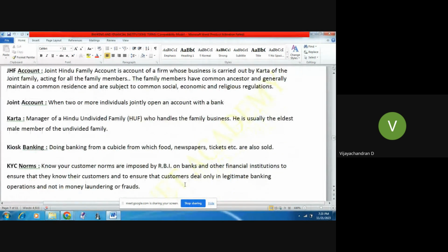Kiosk banking. So what does kiosk banking mean? The bank is also involved in selling newspapers, cinema tickets, air tickets. All are done by the bank, not only financial lending and investment in financial instruments. They are also doing these activities, that is selling, ordering newspapers, tickets, club tickets. So that is known as kiosk banking.